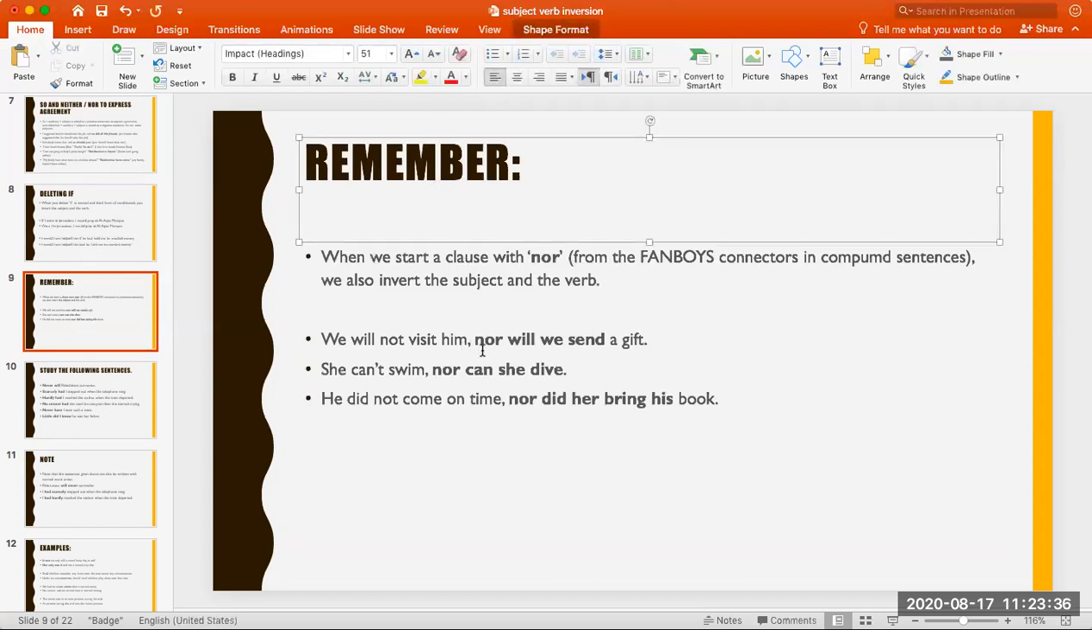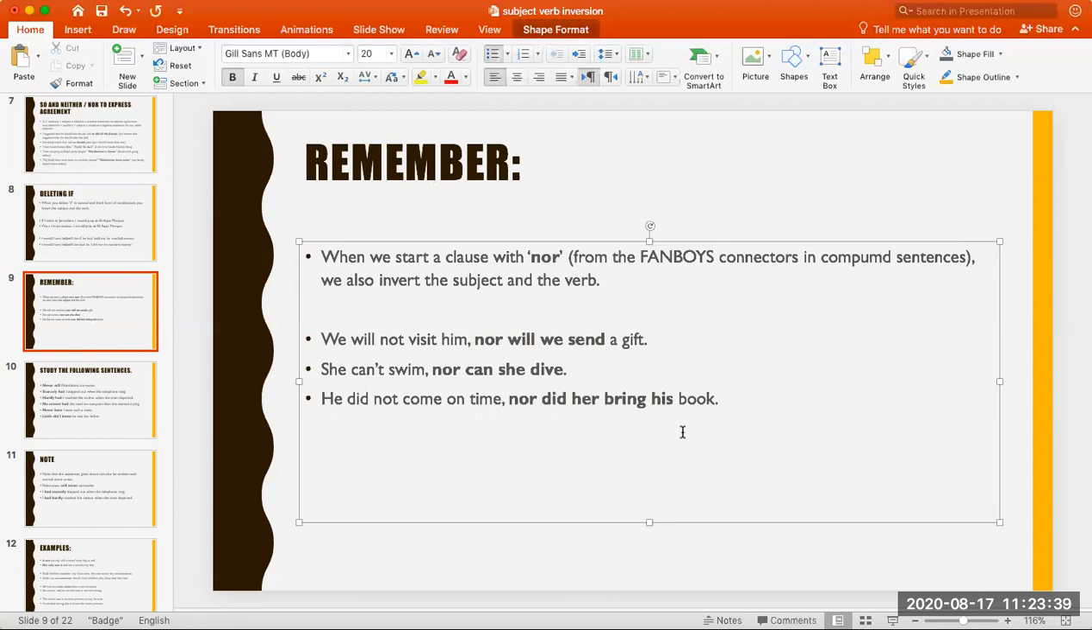Remember when we spoke about the fanboys, we said "nor" is a special case because "nor" also is followed by a subject-verb inversion. It's followed by the auxiliary verb, and then the subject. We will not visit him, nor will we send a gift. Whatever verb you have here, you just repeat it there. It's easier. But again, you don't repeat "not," because "nor" is the negative. So you don't say "we will not visit him, nor will we not send a gift."